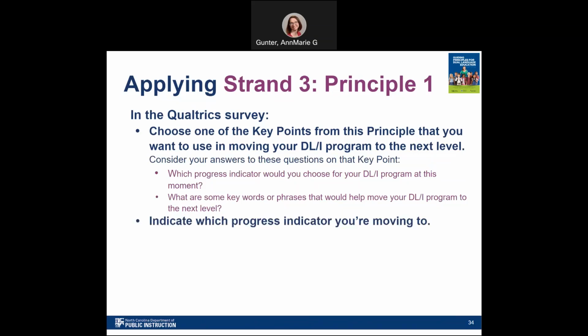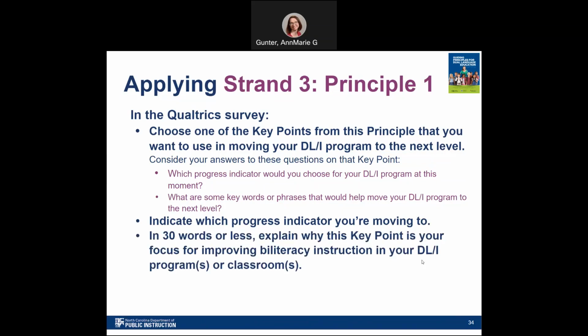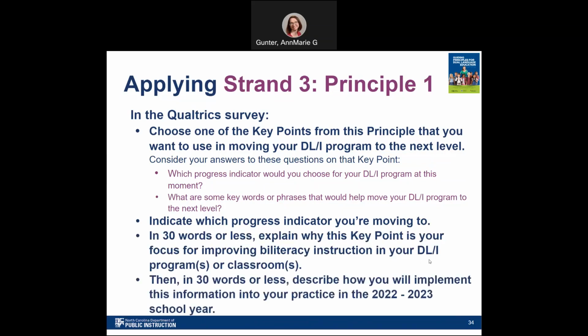Once you indicate which progress indicator you're moving to with that particular key point, then you've got some time and space to go ahead and explain why this key point is your focus for improving biliteracy instruction in your DLI programs or classrooms. And also, describe how you will implement this information into your practice in the coming school year, 2022-2023. Again, you can pause this for as long as you need to complete this particular activity for Principle 1, and then start again when you're ready.